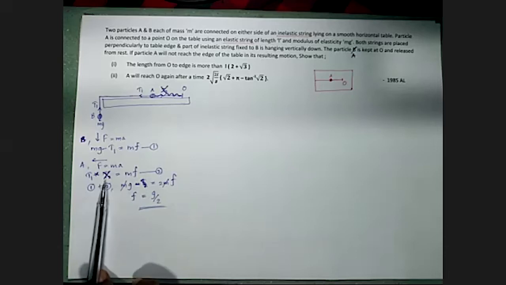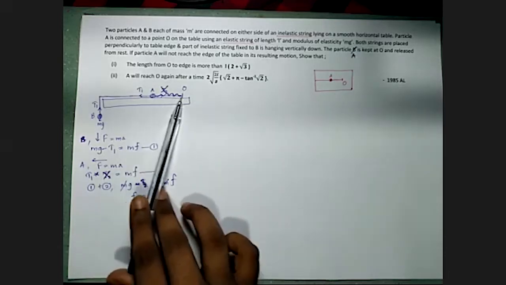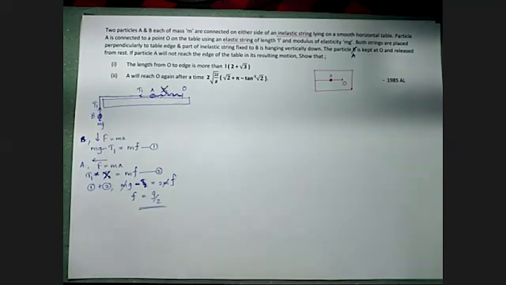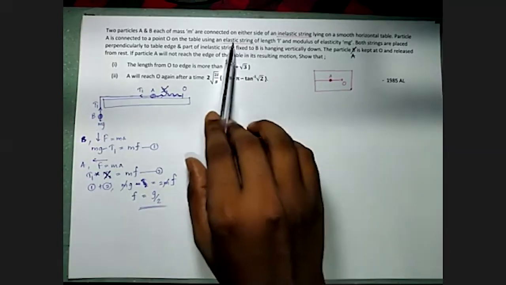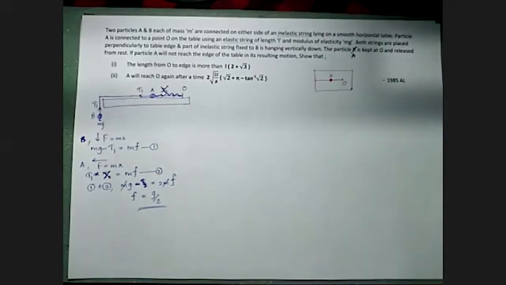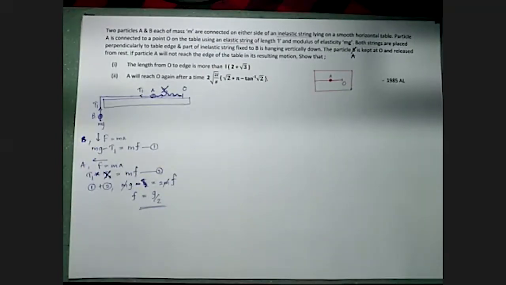Why didn't we take T2? Still, this elastic string is not stretched. It is not applying a tension. That's why. After reaching the natural length of this elastic string, after that it will exert a tension. Now we know the acceleration of both A and B before reaching natural length.